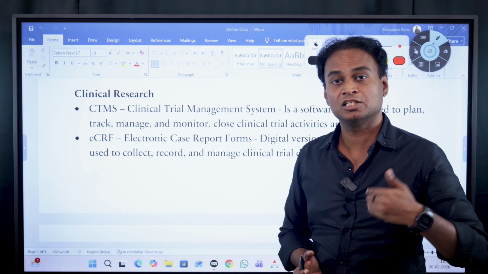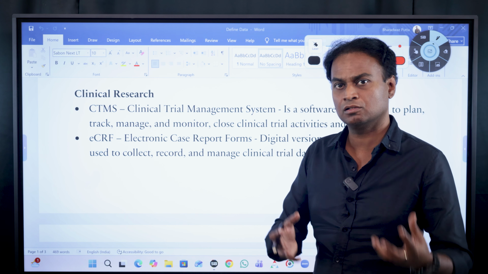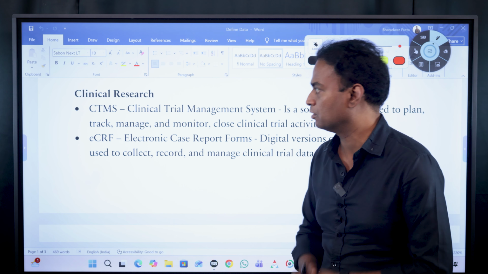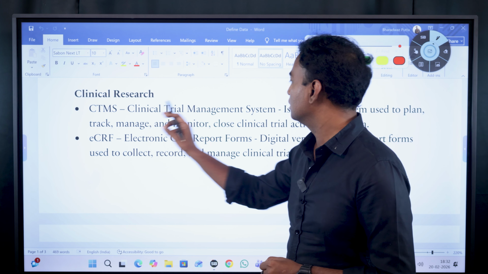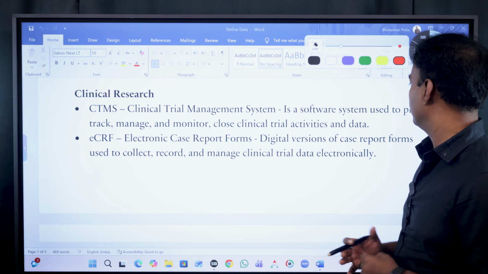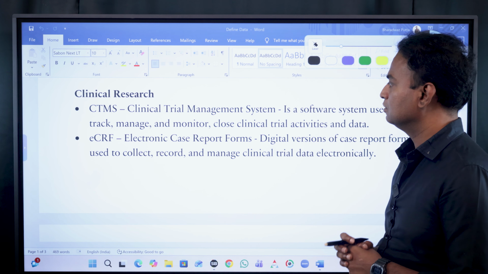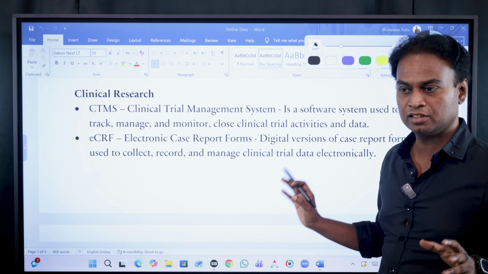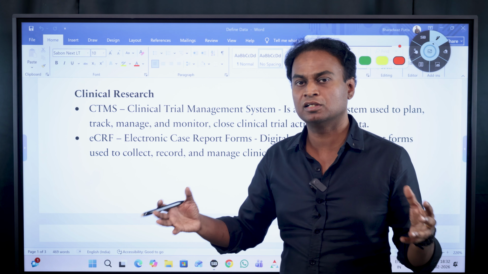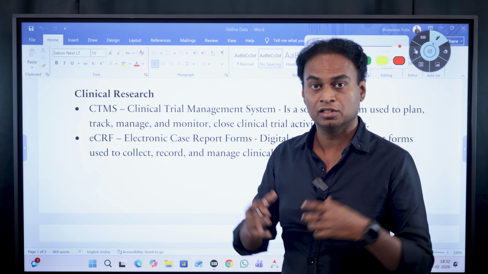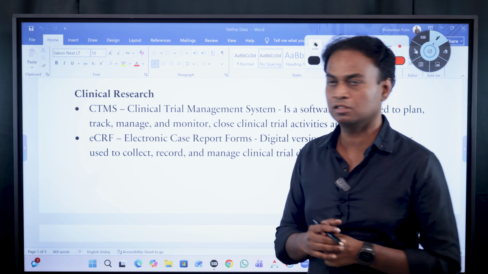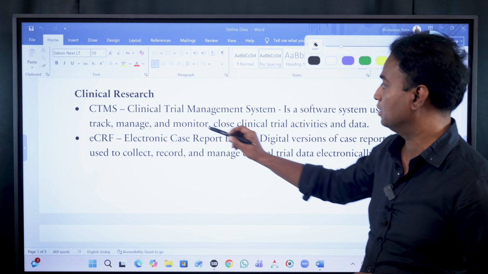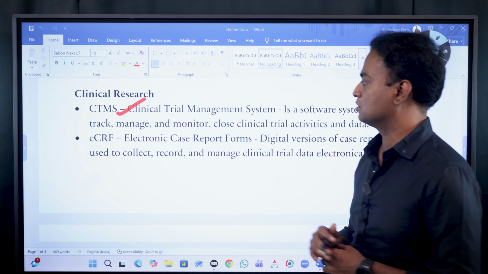In clinical research, whether it is preclinical research, where you do it on animals, or clinical research, when you do it on human beings, the ways you collect the data are important. One is CTMS, clinical trial management system. It is software where you can plan a clinical trial, track it, manage it, monitor and close it. End to end details of the clinical trial are captured in this software. This is a common software used in all clinical research, known as the clinical trial management system. We call it CTMS. This is the first system.